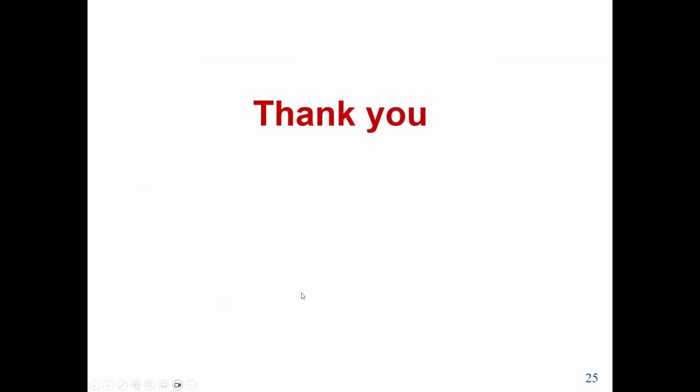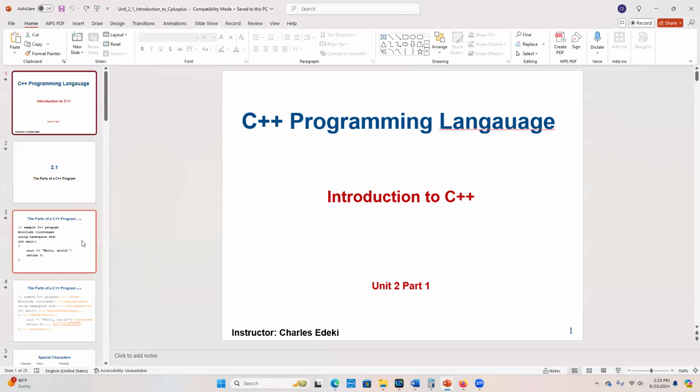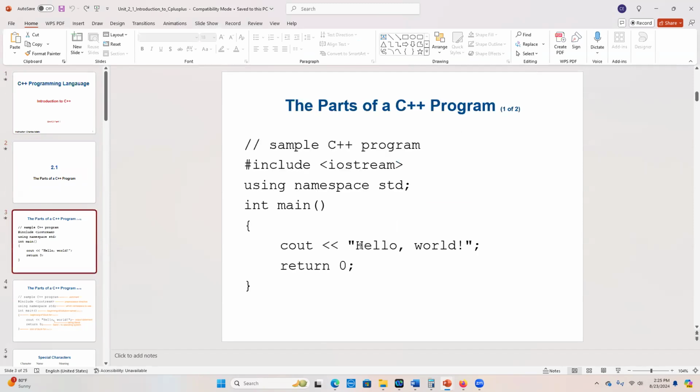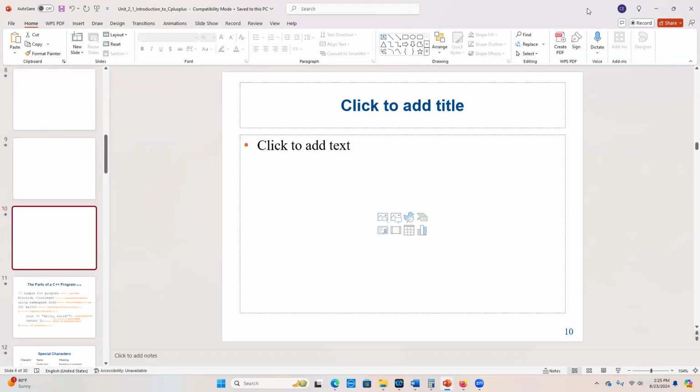So that would be the conclusion of this lecture. Again, in this lecture, we learned some parts of a C++ program. For example, we saw the comment, cout, cin, etc. So again, see you in the next lecture.